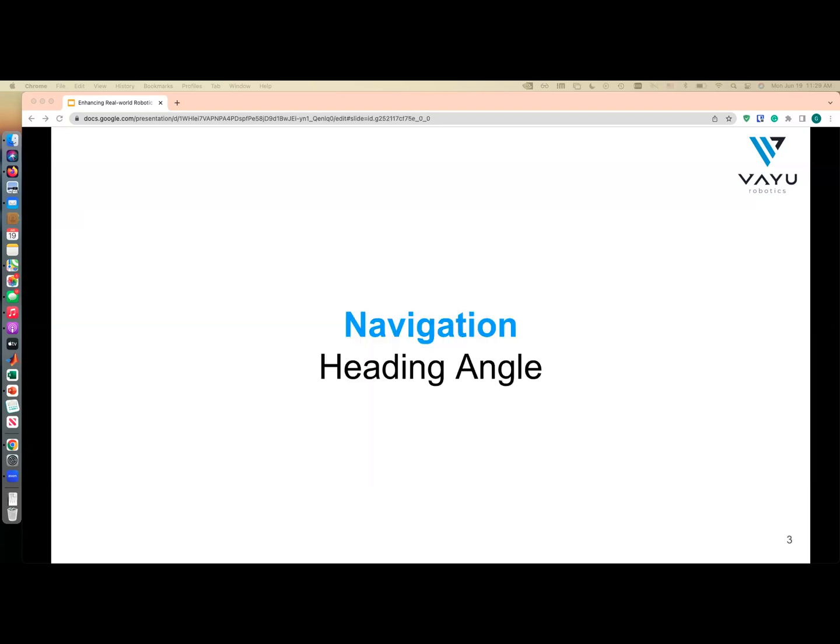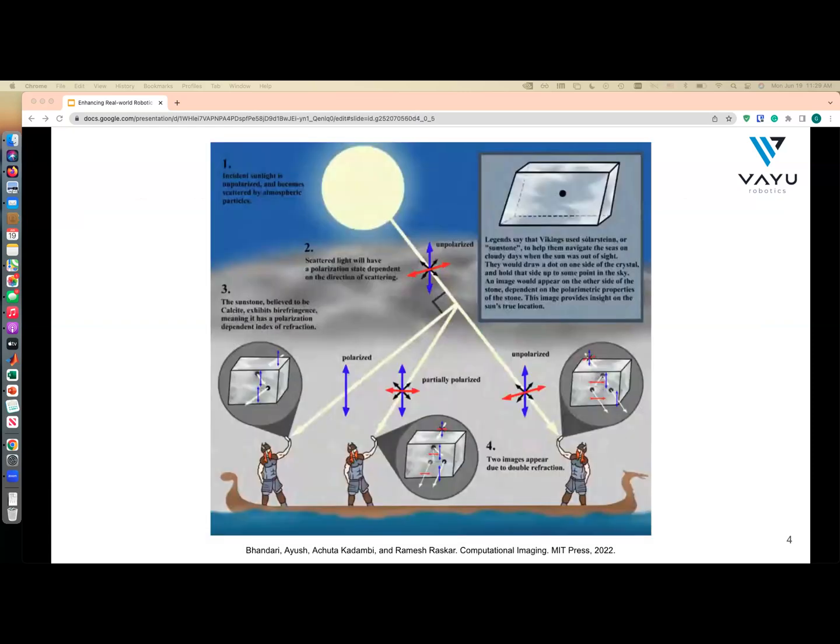So let's set sail with probably the earliest application of polarization, navigation. Historically, Vikings referred to the mythical sunstone to navigate the seas on cloudy days when the sun was obscured. It's believed that this ancient navigation technique was made possible due to a unique polarimetric property of a type of stone, which is thought to be calcite.